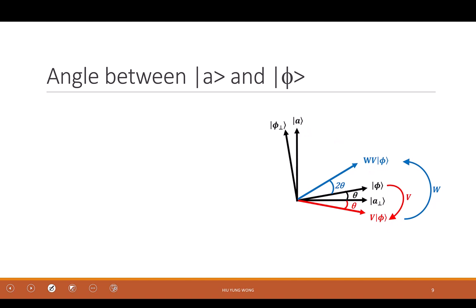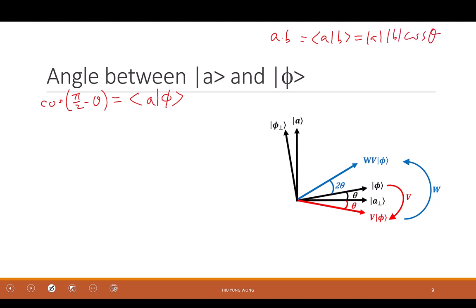Okay, so what is the angle between A perpendicular and psi? Very good, this is 2D, so we can do cosine of pi minus theta equals what? Alpha, A inner product with psi. Is this okay? This is the first thing we learned in almost the first class, the inner product. We start with inner products in 2D. Remember what A dot B is? We say A dot B is just A B cosine theta.